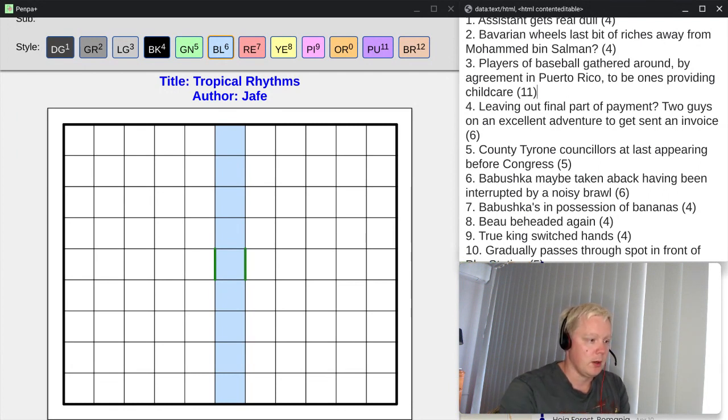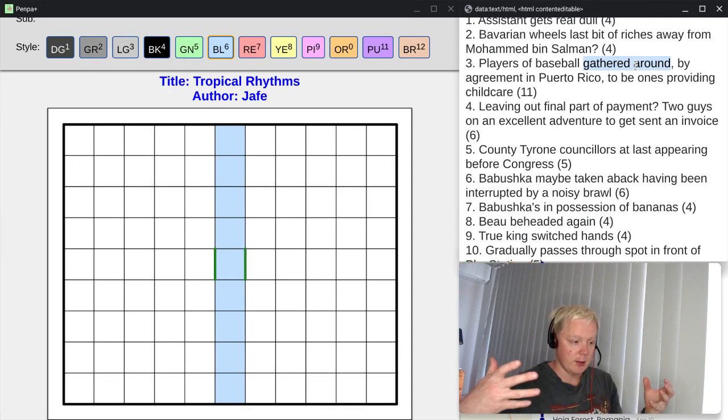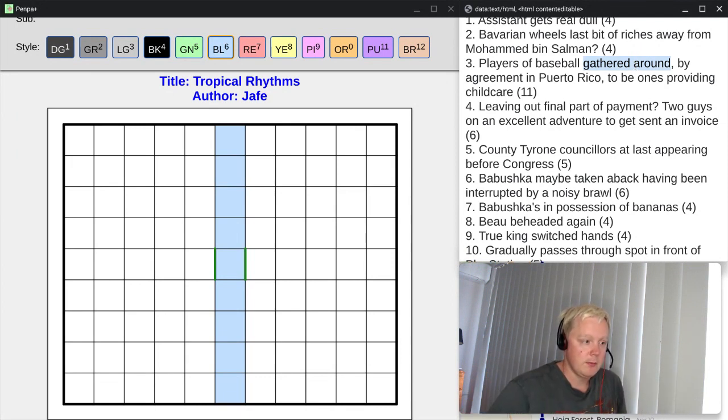Now that's a bit of a long clue. There are some potential indicators here. Gathered around: something gathered around another thing, something surrounding another thing. By can be just next to the other thing. Can be an indicator for that, although next to this indicator it's probably less likely. By can also be the letter X from like the multiplication symbol.